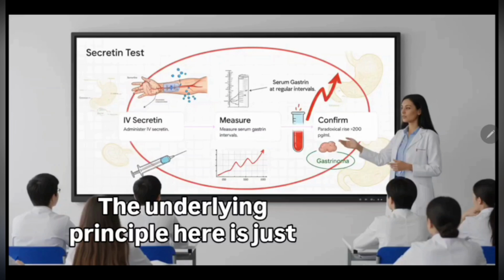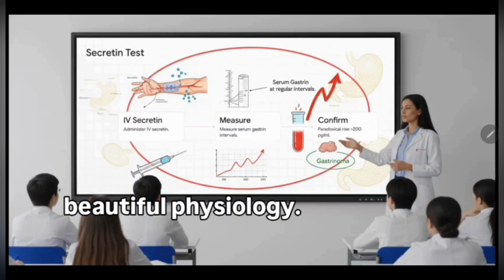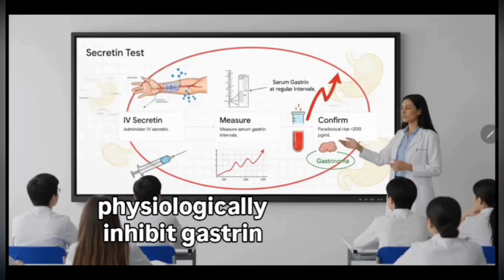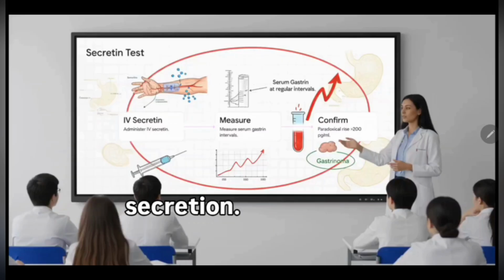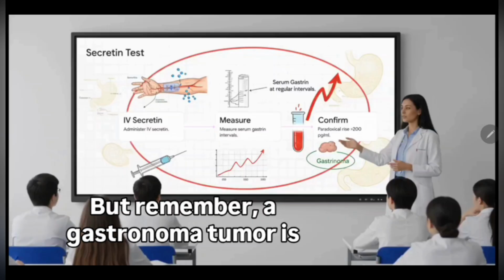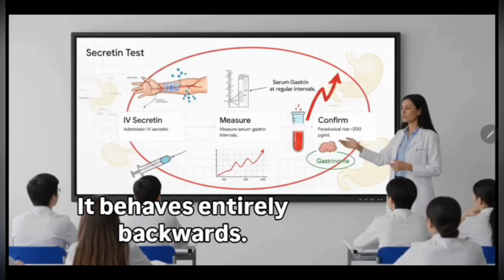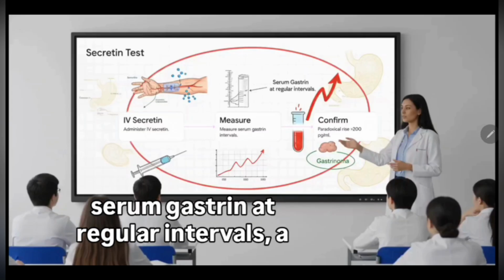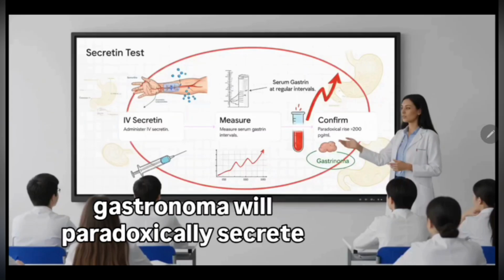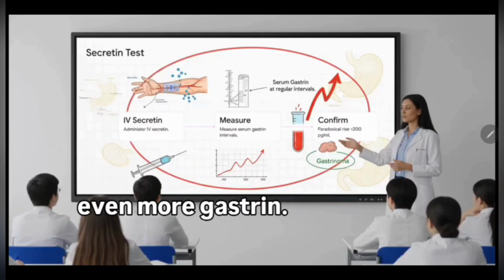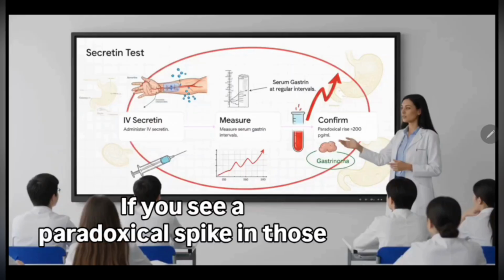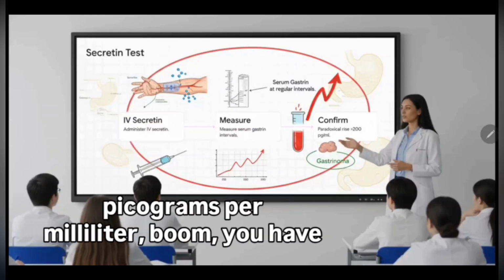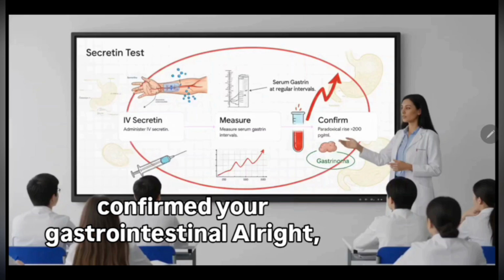The underlying principle here is just beautiful physiology. In a normal, healthy person, administering Secretin will physiologically inhibit gastrin secretion. But remember, a gastrinoma tumor is abnormal rogue tissue. It behaves entirely backwards. When you give IV Secretin and measure serum gastrin at regular intervals, a gastrinoma will paradoxically secrete even more gastrin. If you see a paradoxical spike in those gastrin levels by more than 200 picograms per milliliter, boom, you have confirmed your gastrinoma.